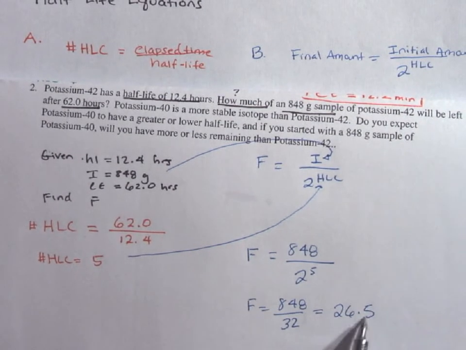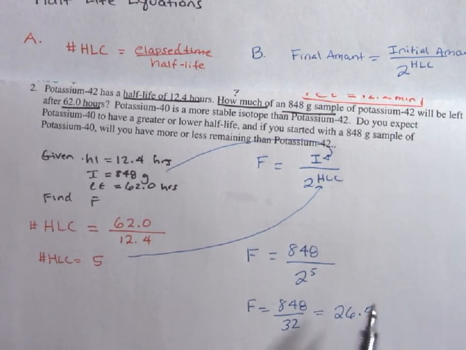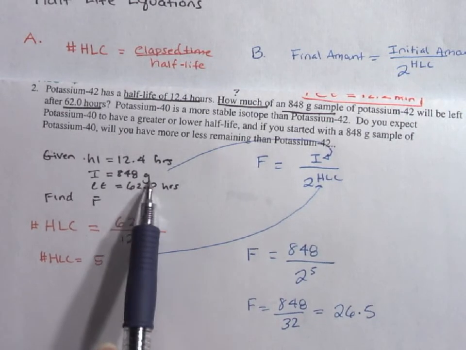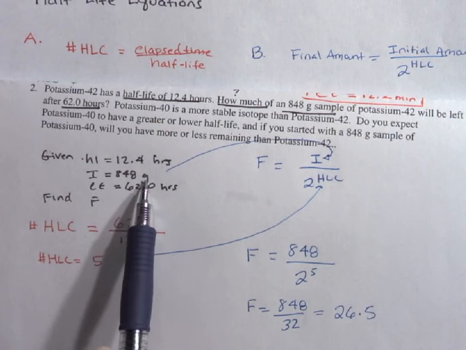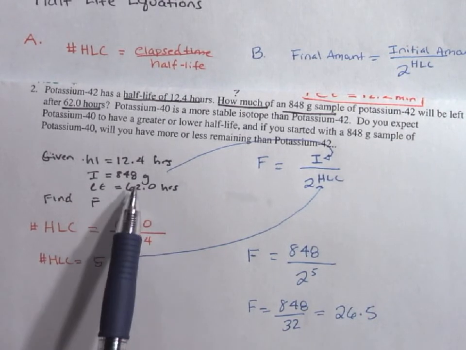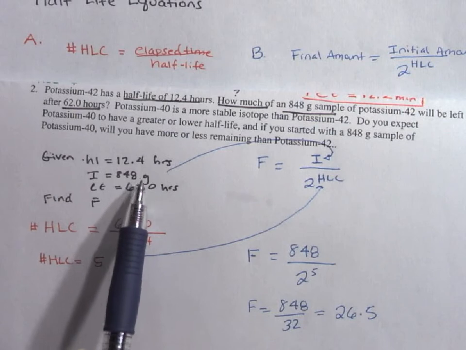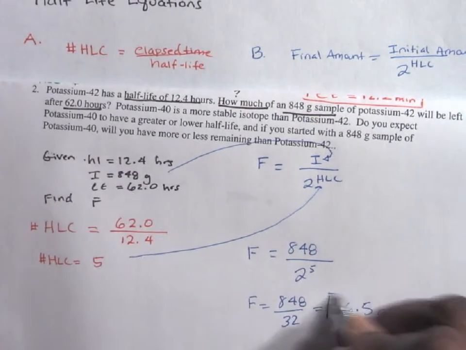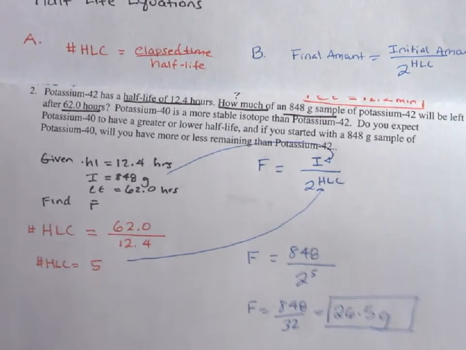Since I'm looking for final amount, the units I have are hours and grams. The unit for amount would be grams. So when you're trying to find the final amount, you use the same unit for mass or amount that you're given in your initial amount. So that would be grams. And that is it for that problem.